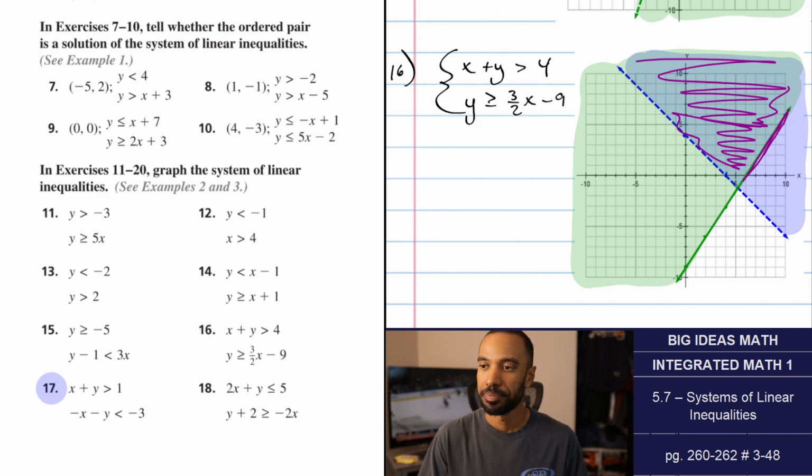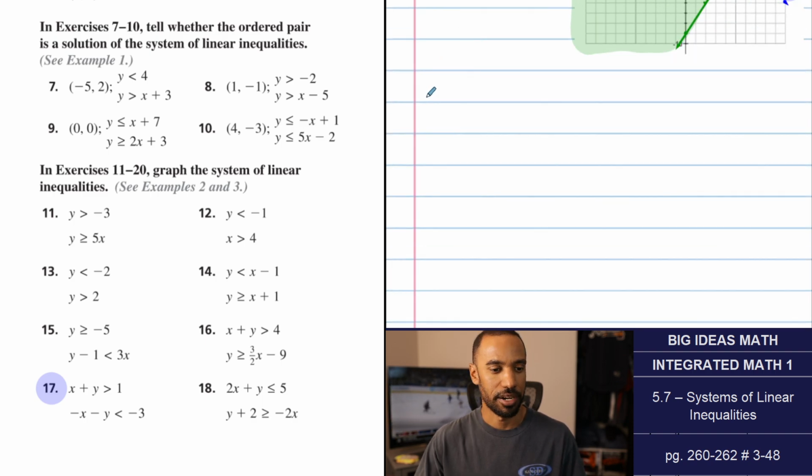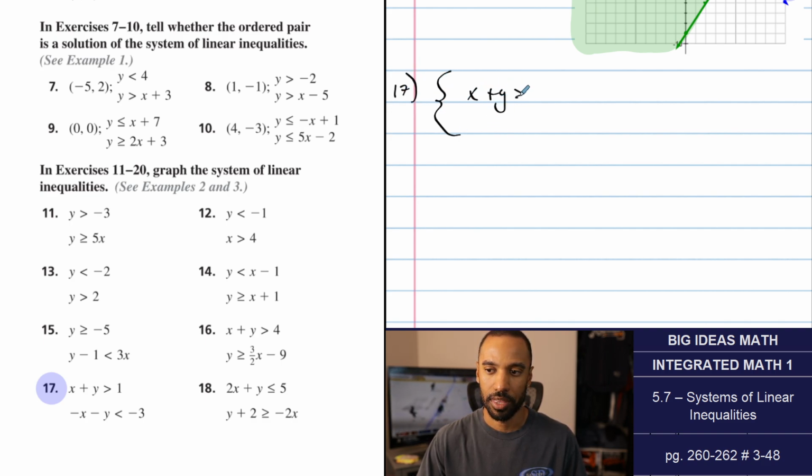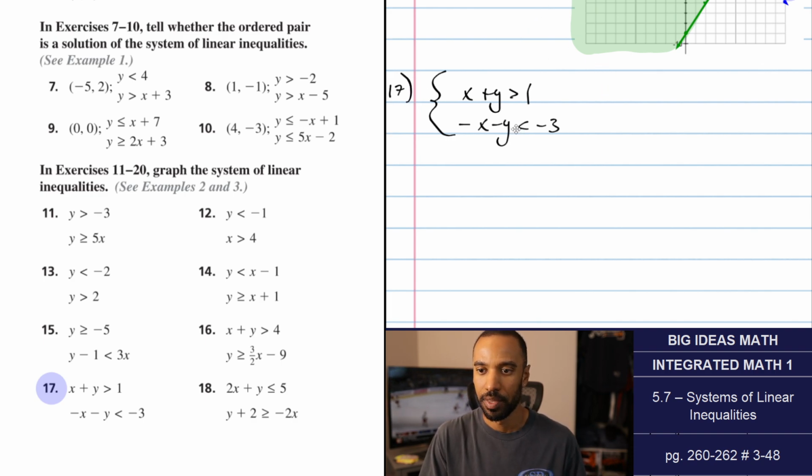Number 17. A lot of pen changing here. So number 17, I have x plus y is greater than 1. I can also do that one out of standard form. Negative x minus y is less than negative 3. I can also do this out of standard form. So I'm going to do these out of standard form as often as I can.